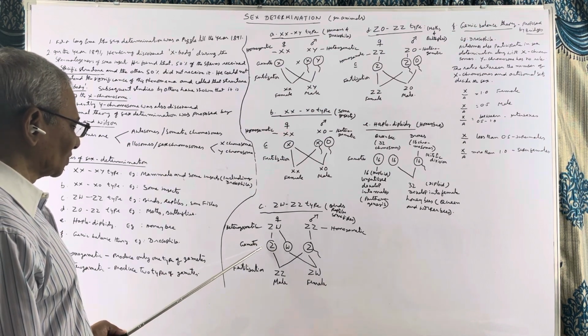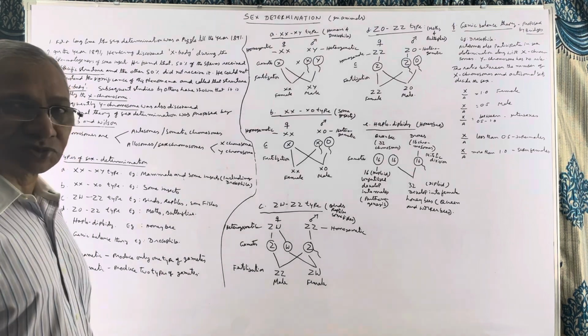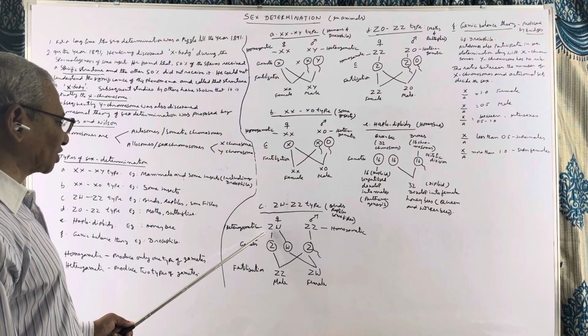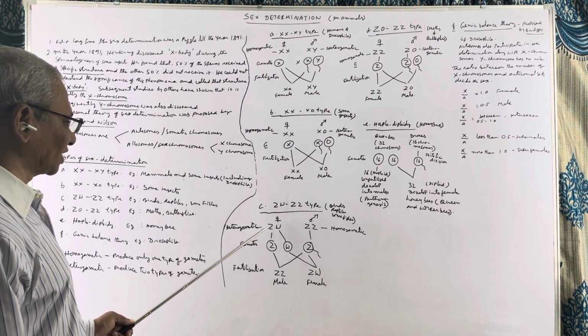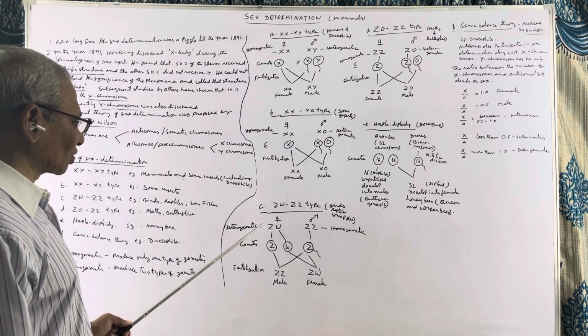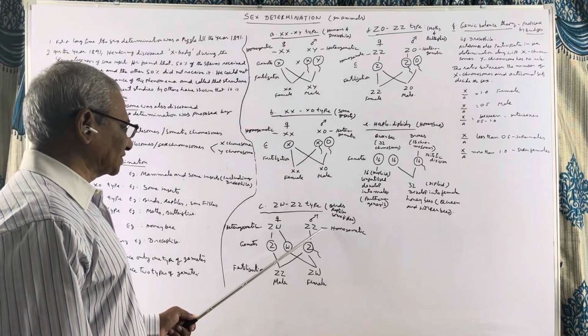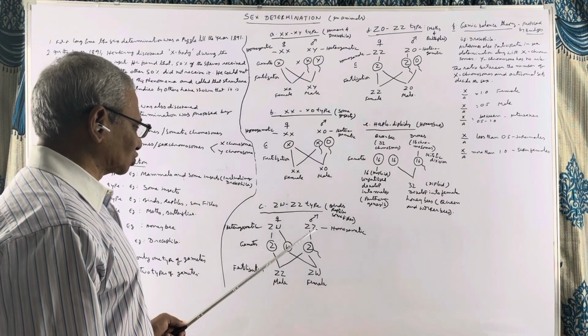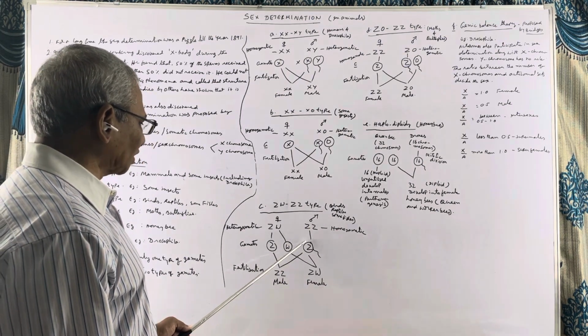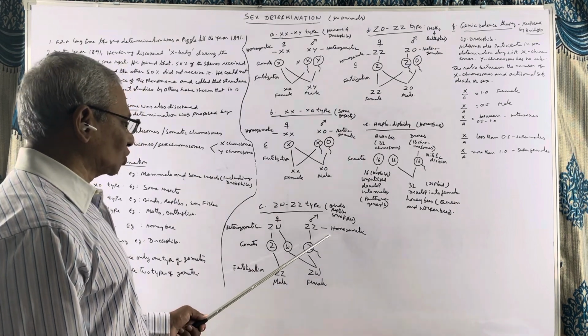That means the females produce two types of eggs or gametes. So female is heterogametic here. Remember very carefully. In the birds, reptiles, and fishes, females are heterogametic. Coming to the males, males have two Z chromosomes, and all the sperms produced by them receive one Z chromosome. So males are homogametic.